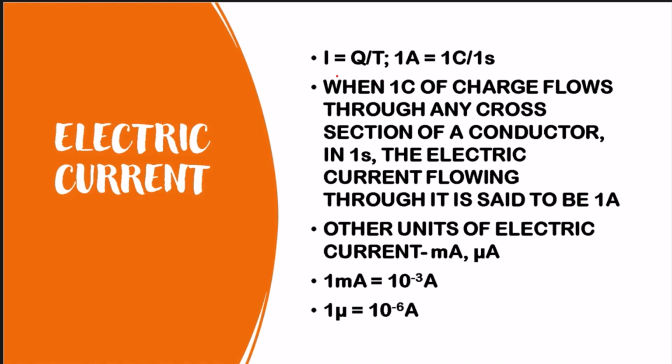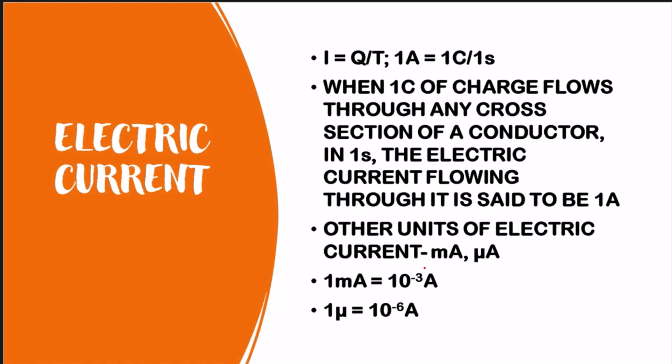As we have seen just now that I equals Q upon t, therefore 1 ampere of current will be equal to 1 coulomb upon 1 second. This relation gives us the definition of 1 ampere, which is when 1 coulomb of charge flows through any cross section of a conductor in 1 second, the electric current flowing through it is said to be 1 ampere.